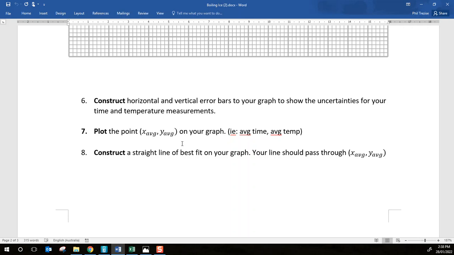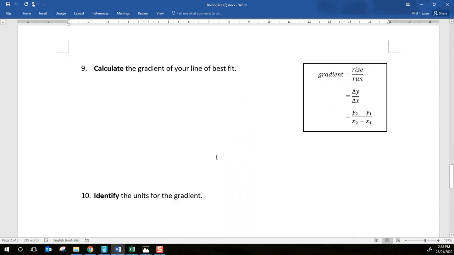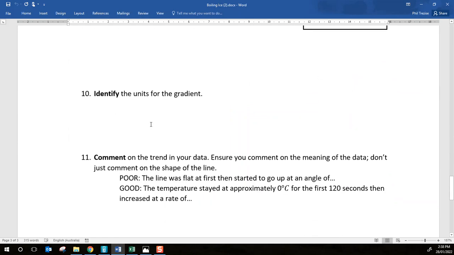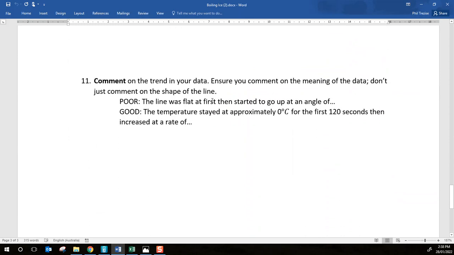We'll have more details about lines of best fit in a separate screencast, and then we construct our line of best fit, making sure it goes through that average point and goes as close as possible to the other data points. Then we calculate the gradient using the good old rise over run. We identify the units for the gradient, which we'll talk about more during our online meeting. And then we have a little question here to comment about that.